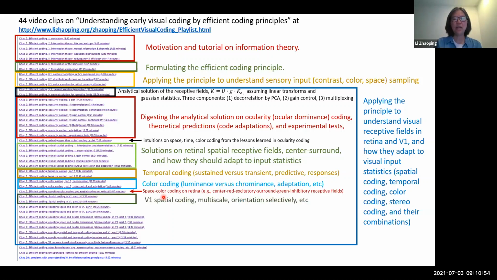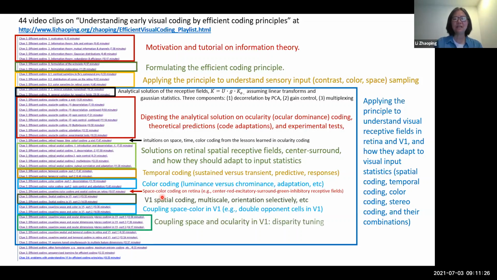Okay, and now how about the spatial receptive field in V1? Obviously, it's different from the retina. What does that mean? Can we also understand it from these principles or not? And then can we couple space and color in V1, which is obviously different from in the retina, because in V1 we have double opponent neurons. Double means space and color double. And in the retina, it's a single opponent neuron. Why is it different? Things like that.